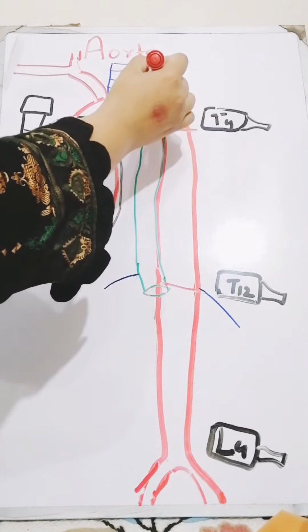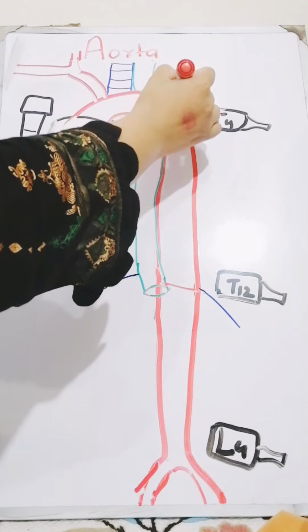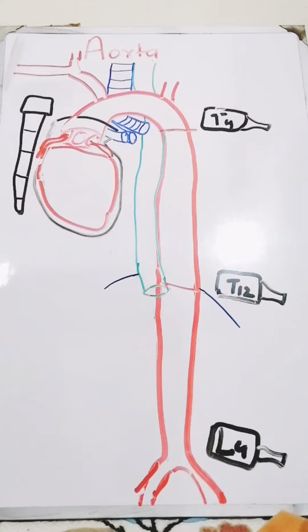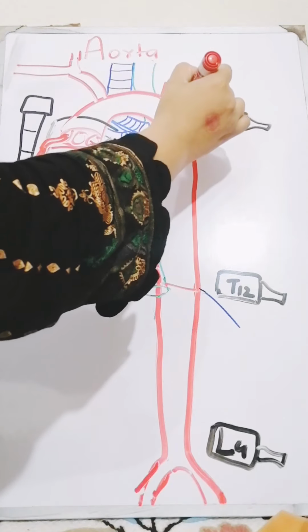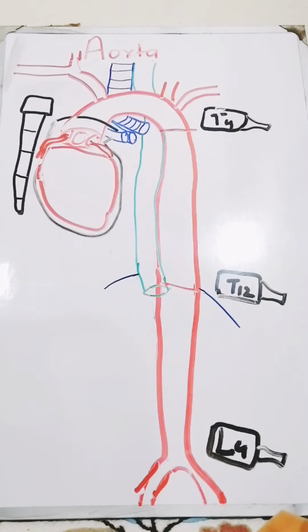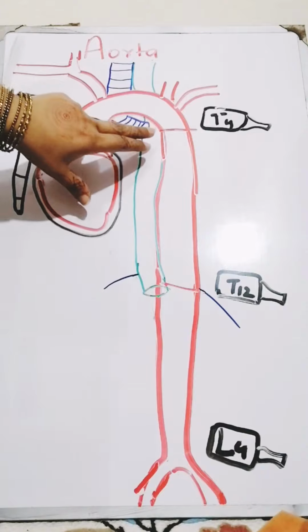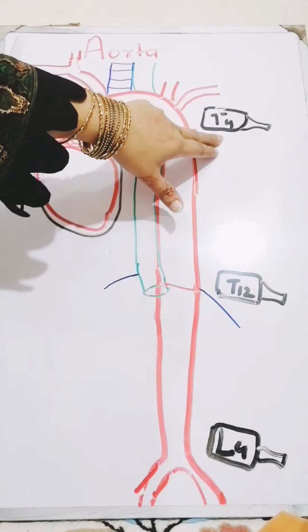On the left side it gives separate branches. One is the common carotid artery on the left side and the second is the subclavian artery on the left side. The left subclavian artery supplies the left arm and the left common carotid supplies the head. Then the thoracic aorta starts from the lower border of T4.